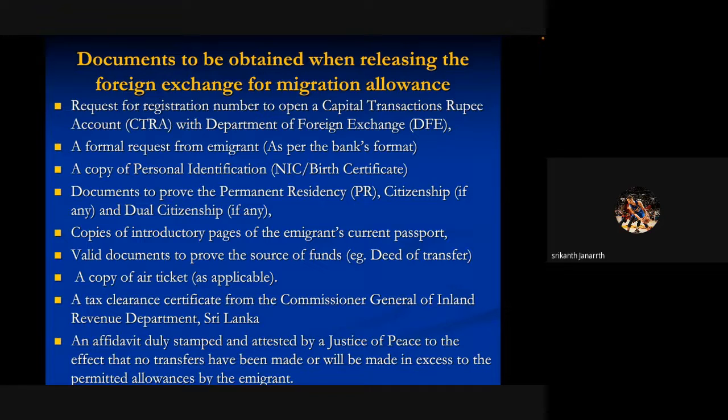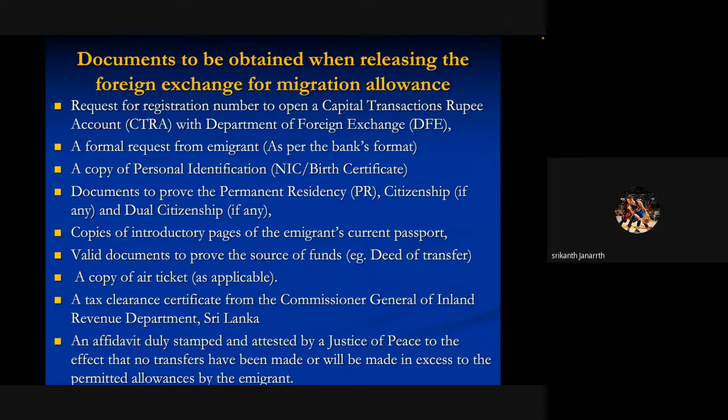An affidavit, duly stamped and attested by a JP, just to say that he has not taken any amount from any bank. He is taking his initial migration allowance only, an affidavit. So these are the documentary evidences. Now you are confident if somebody asks you, when I'm migrating, what is the procedure? Now you can tell them, okay, you have to open a CTR account, get their PR, get the passport copy, get the visa. Get an affidavit signed by a JP saying that you have not taken any migration allowance from any bank, that this is the allowance you are taking for the first time, right? Then take the tax clearance and look at the amount, how much he can take.